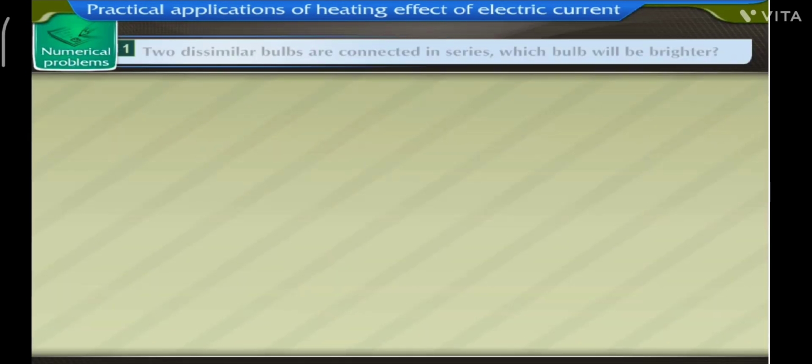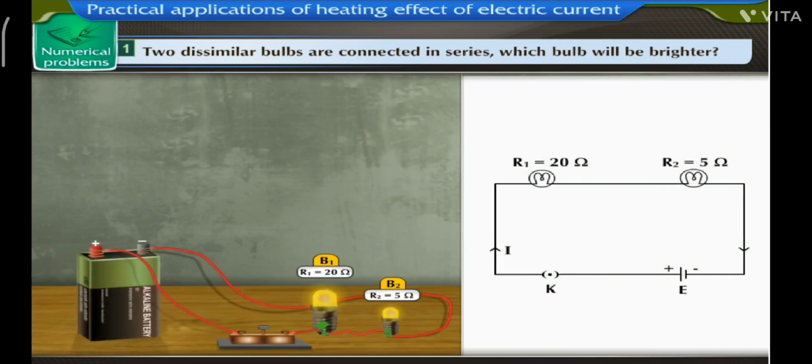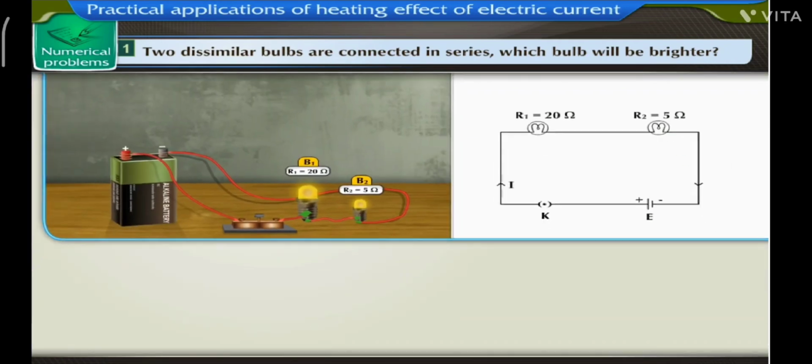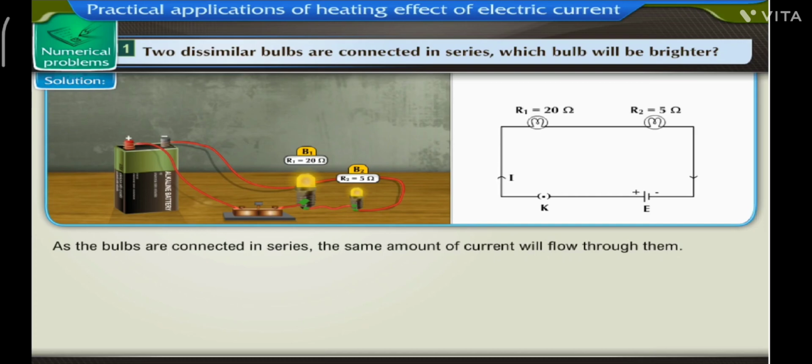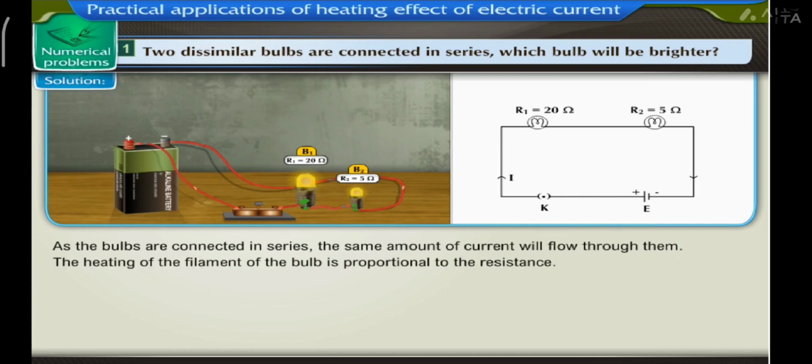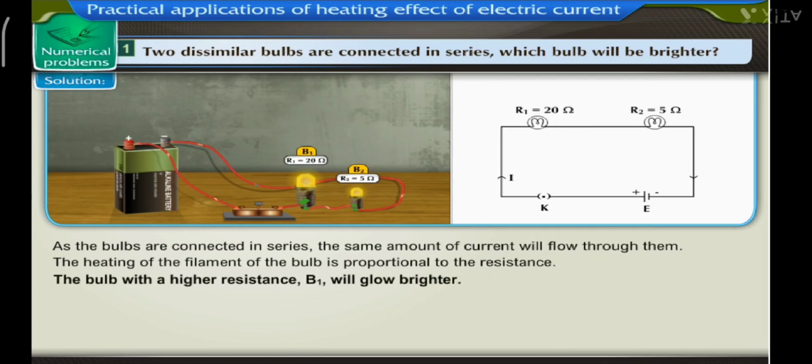Numerical problems. 1. Two dissimilar bulbs are connected in series. Which bulb will be brighter? Solution. Let us consider a circuit in which two dissimilar bulbs are connected in series. Can you tell which bulb will be brighter? Let the resistance of the first bulb be greater than the second bulb. As the bulbs are connected in series, the same amount of current will flow through them. The heating of the filament of the bulb is proportional to the resistance, hence the bulb with a higher resistance, that is, the first bulb here, will glow brighter.